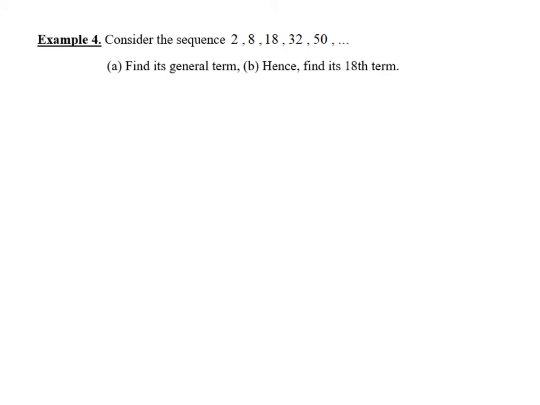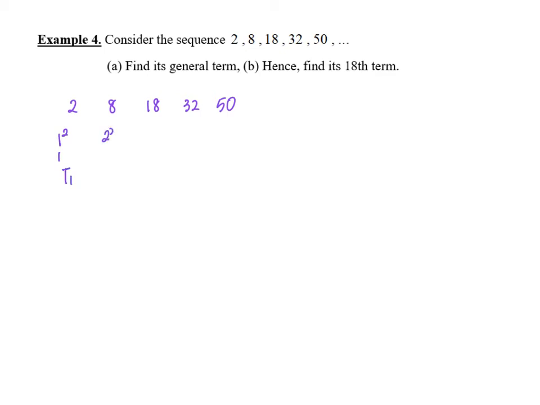Let's look at example number 4. Consider the following sequence. I have 2, 8, 18, 32, 50. Now these numbers look like they increase by quite a number of times. So in this case, maybe let's try to link them to the perfect squares that we know. I know that 1 square is 1. How do I get 2 from 1? This is term 1.